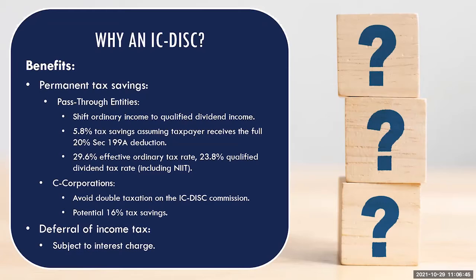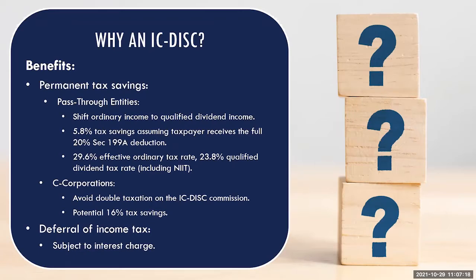But if you assume you're in the highest tax bracket, you would achieve a 5.8% tax savings. And that's based on a 29.6% effective ordinary tax rate if you are in the 37% marginal rate adjusted for the Section 199A deduction, compared to a 23.8% capital gain tax rate, assuming 20% capital gain rate plus the 3.8% net investment income tax.